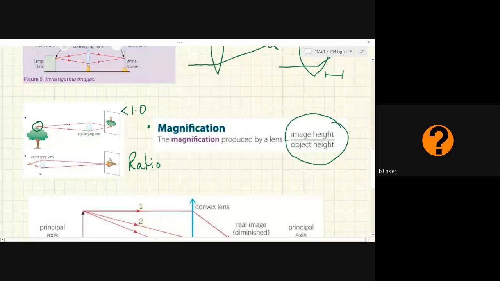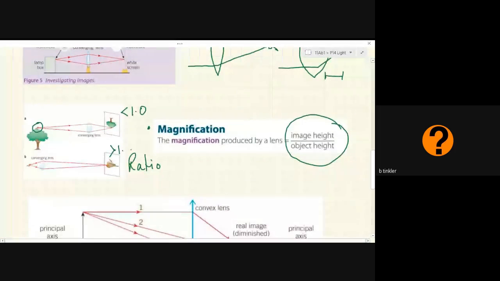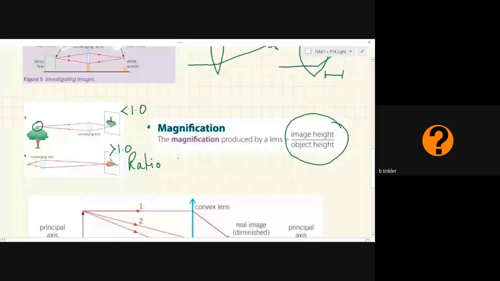And here, look at the position of the lens. It's being used to magnify. The image is larger than the object. The ratio is greater than 1. So we can use this method to calculate magnification.